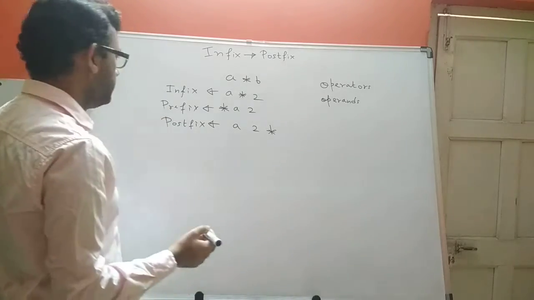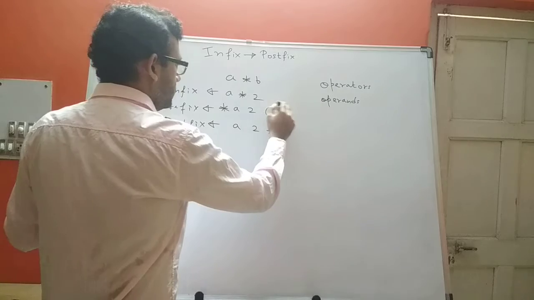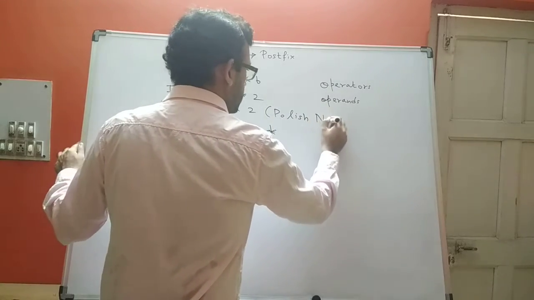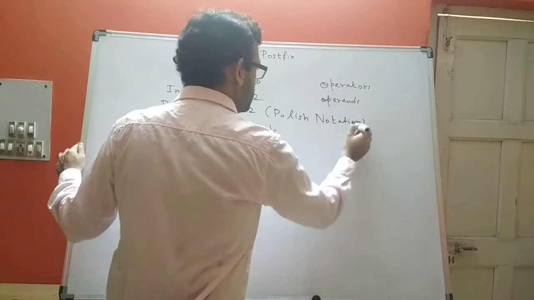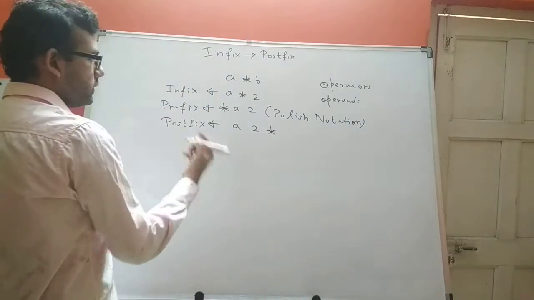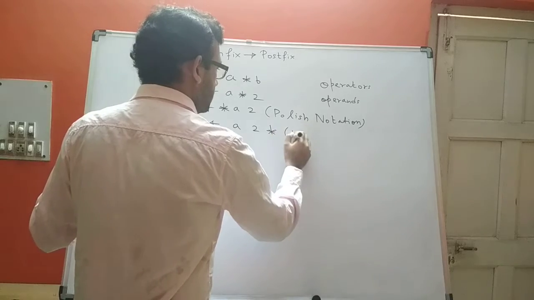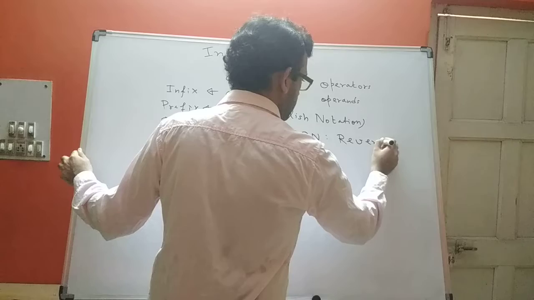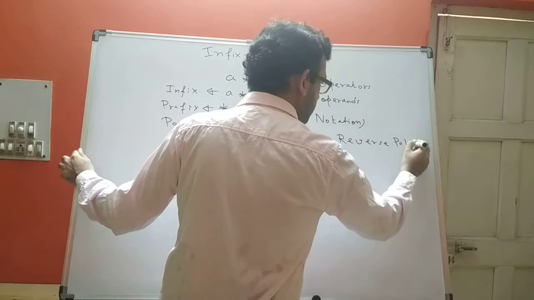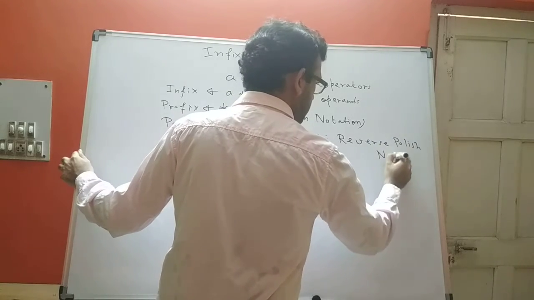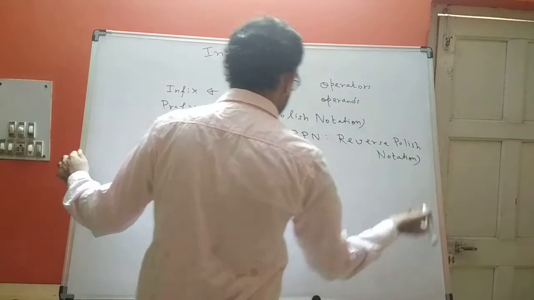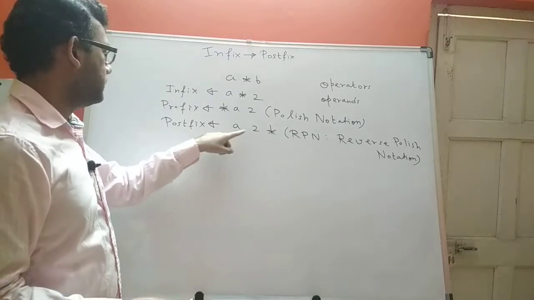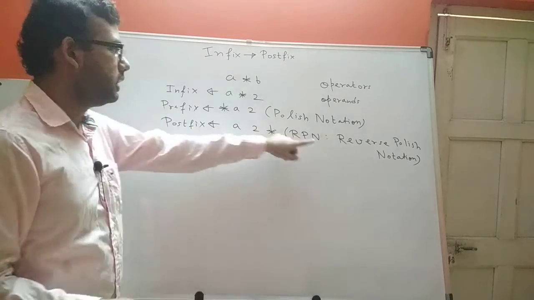Now, interestingly, prefix notation is known by another name. It is also known as Polish notation, and postfix is known as RPN, or reverse Polish notation. So just keep these 2 points in mind. Prefix is also known as Polish notation, and postfix is also known as reverse Polish notation.